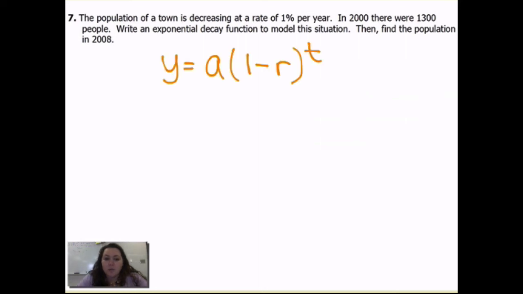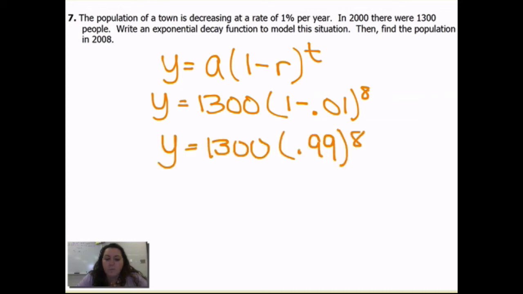Okay, so my original amount was 1,300. My rate is 1%. And my time is the number of years from 2000 to 2008. Okay, so 1,300 is A, 0.01 is R, and 8 is T. 1 minus 0.01 gives me 0.99. Raised to the 8th power, and then multiply by 1,300, I get 1,200 people.